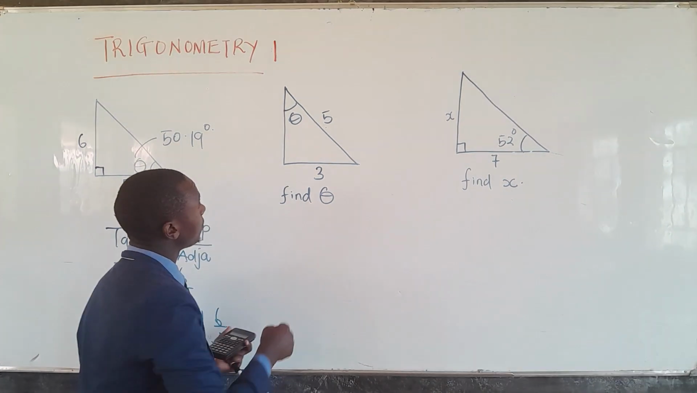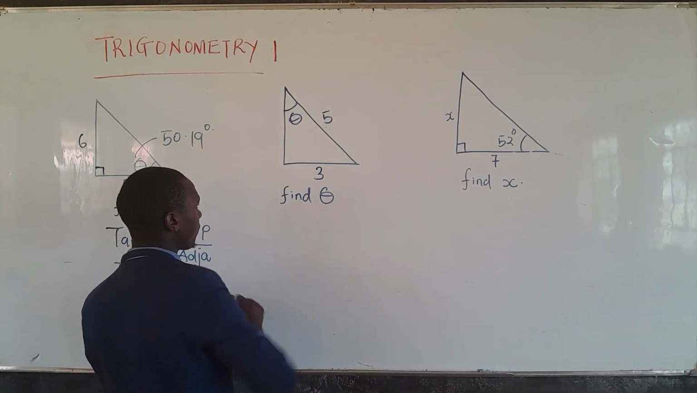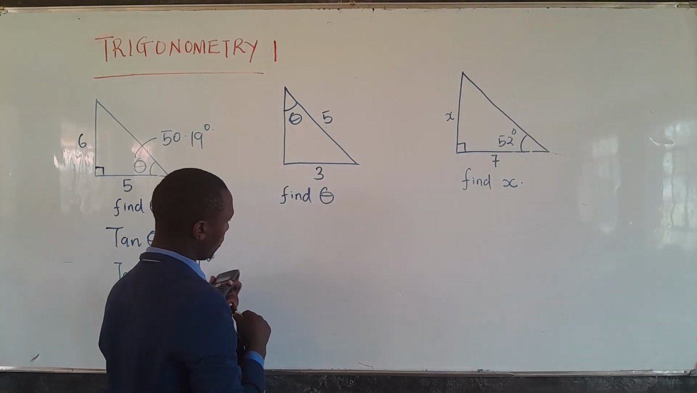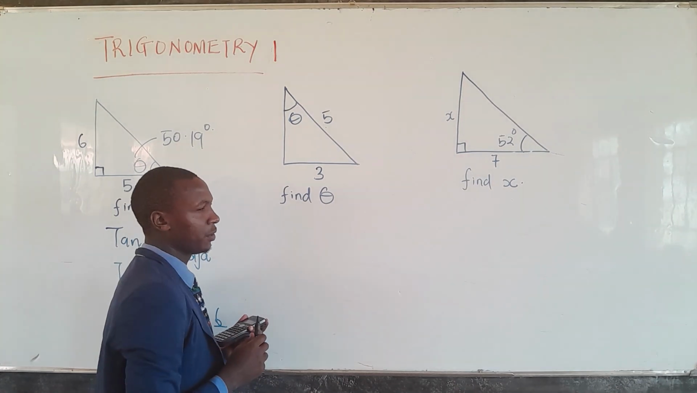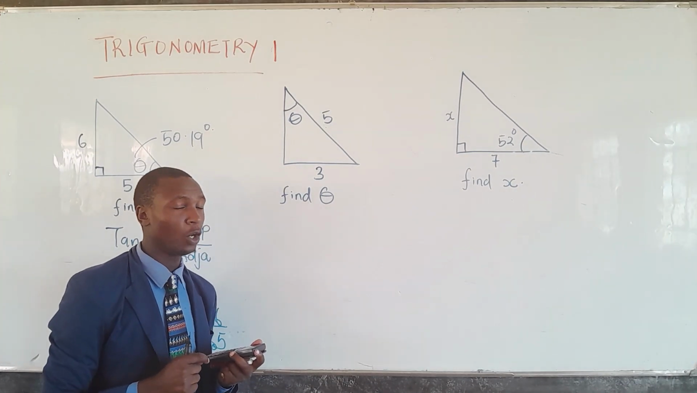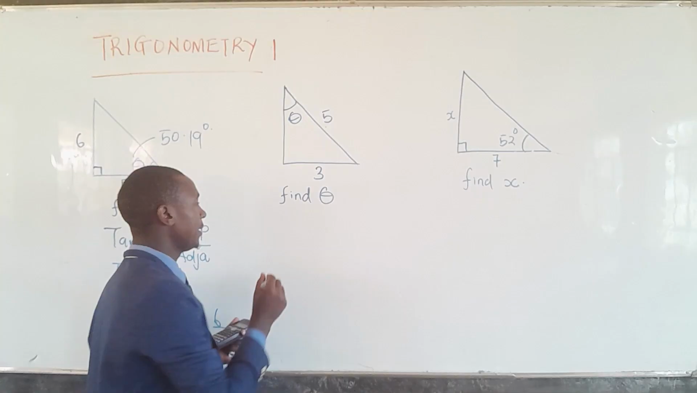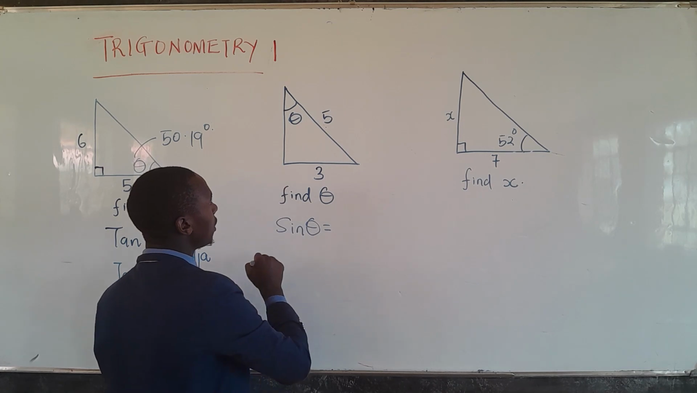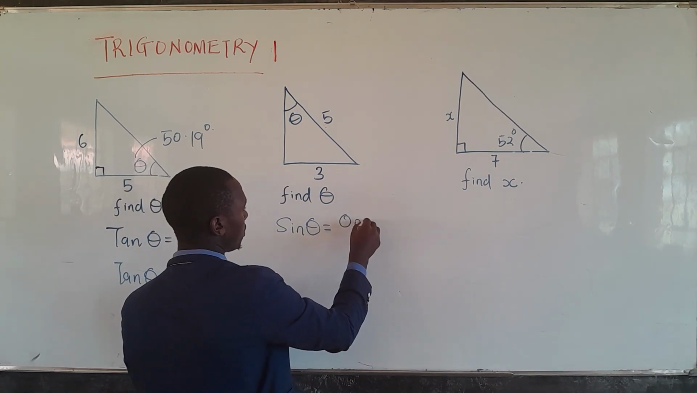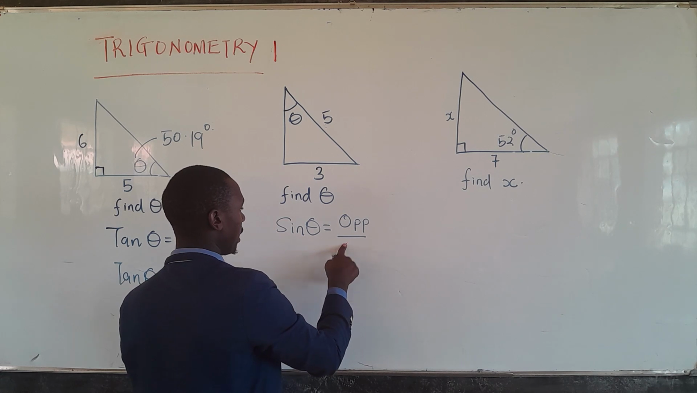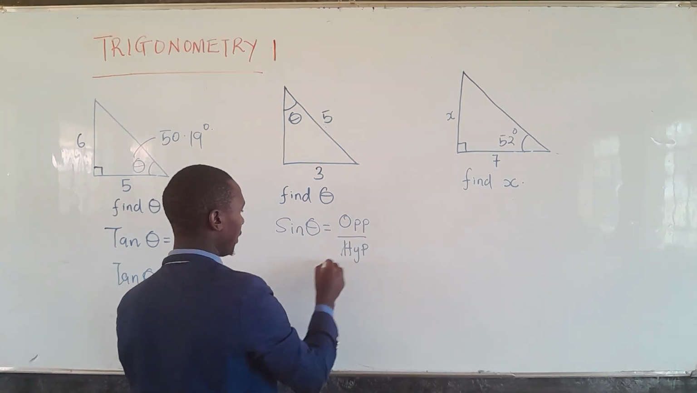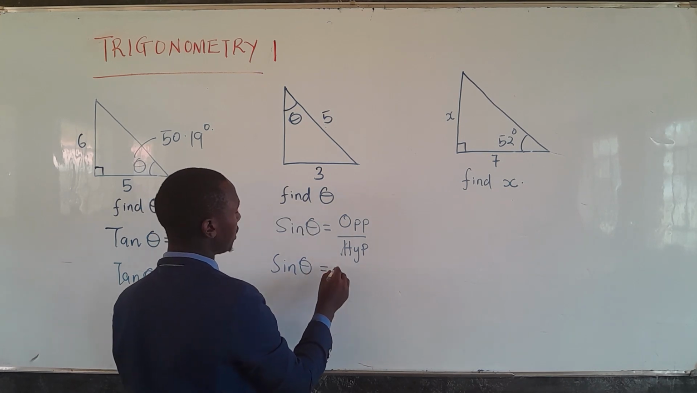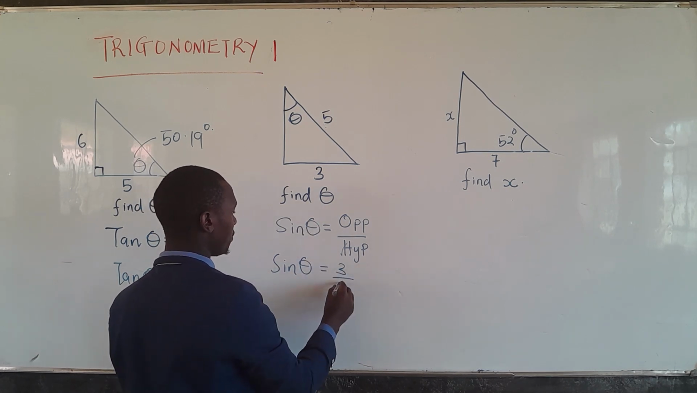Now, we have theta here. We have the opposite side, we have the hypotenuse. So that means we are going to use the sine, because the ratio which has both the opposite and the hypotenuse is the sine. Remember, the sine of theta is going to be the opposite divided by the hypotenuse, and therefore sine of theta is going to be equal to the opposite, which is 3, divided by the hypotenuse, which is 5.